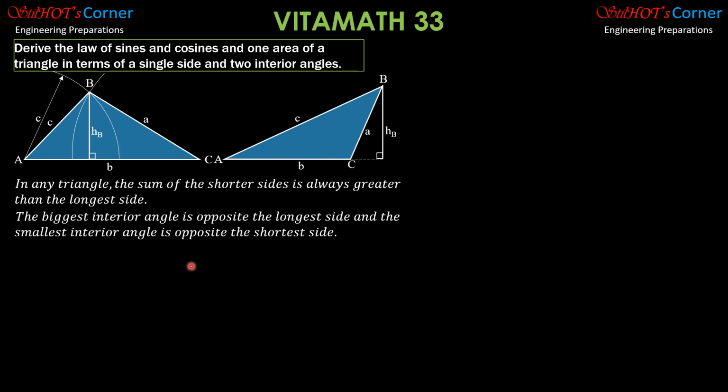You can have that. So again, h sub B is C sine angle A, and in this right triangle, it is also A sine angle C. So the law of sines: h sub B is C sine angle A. It is also A sine angle C because h sub B is opposite.